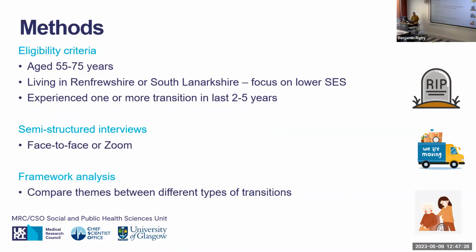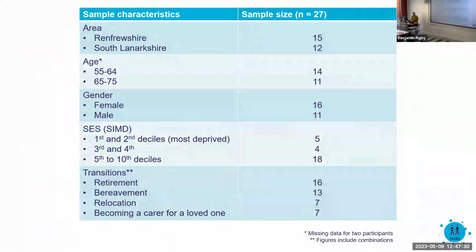I'll gloss over this, but you can see we've recruited a sample size of 27 so far, and we've had a pretty good distribution in terms of where they are, their gender, their age groups, and the transitions they've been through. Where we've struggled a bit is finding some of those lower socioeconomic participants from more deprived areas, and we're doing some top-up recruitment at the moment to address that through other parts of the wider study.